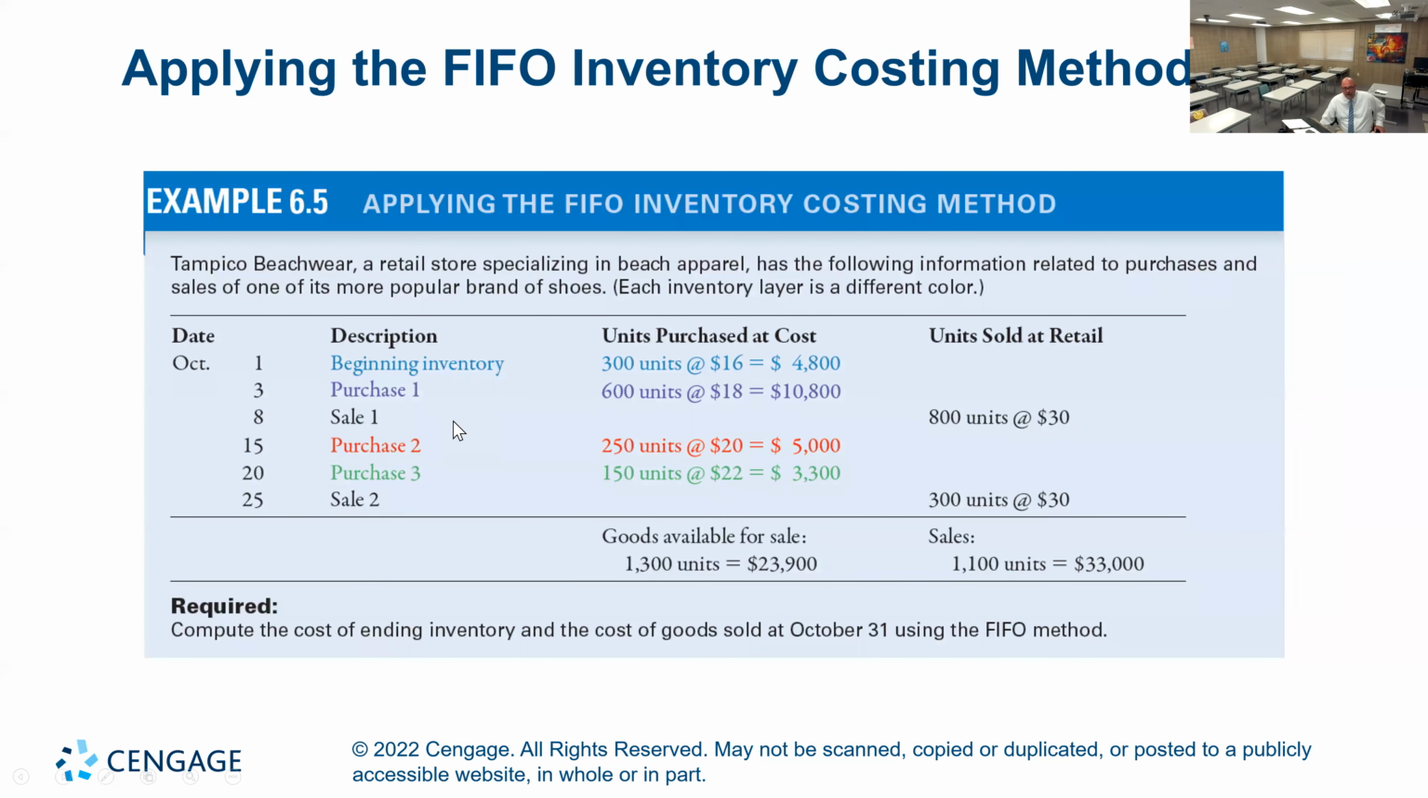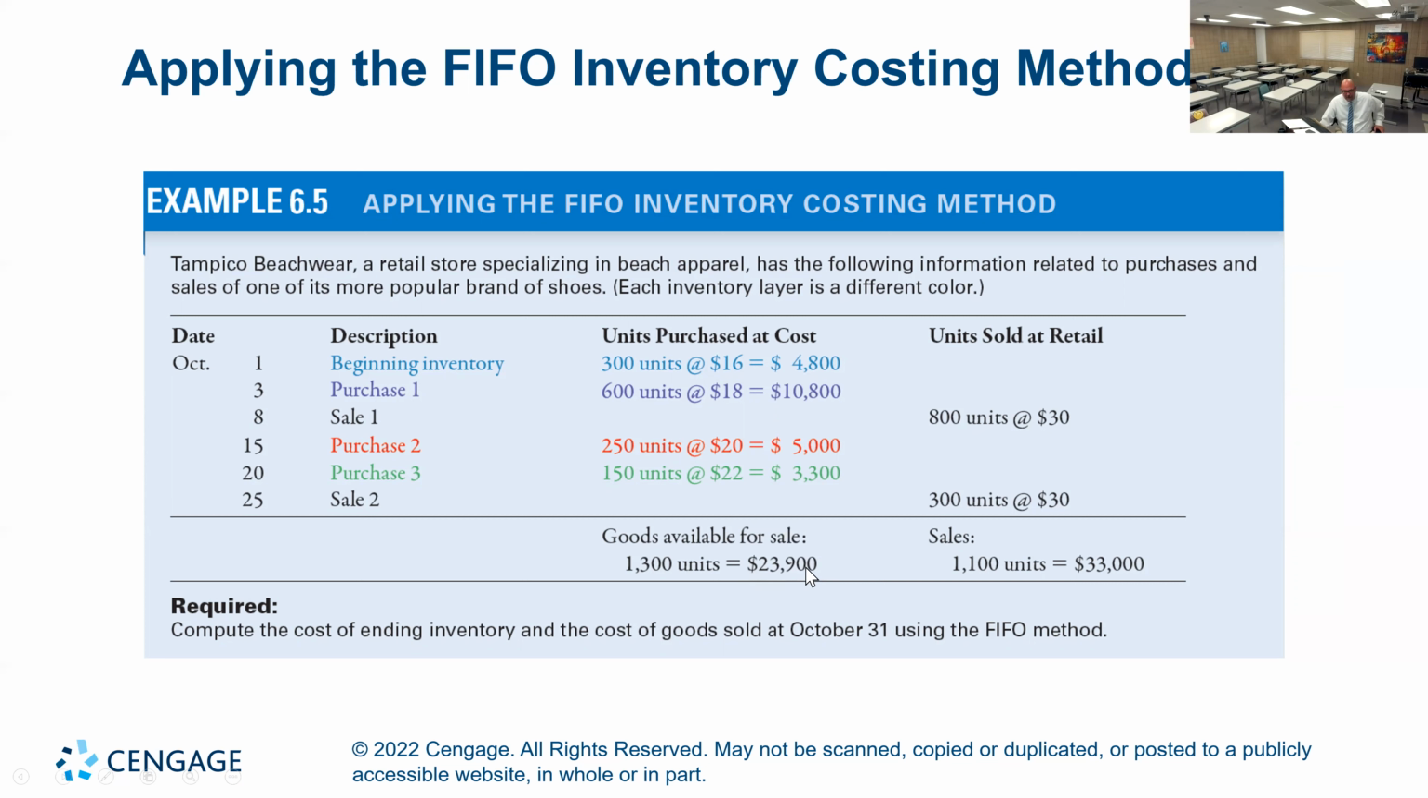So here's an example. In beginning inventory we had 300 units, and then we purchased and then we made a sale. It says compute the cost of inventory and the cost of goods sold on October 31st using the FIFO method. So we're going to think about our cost of goods sold model here. Remember that our beginning inventory plus all our purchases equals our goods available for sale. Here you can see we have a purchase here, a purchase here, a purchase here.